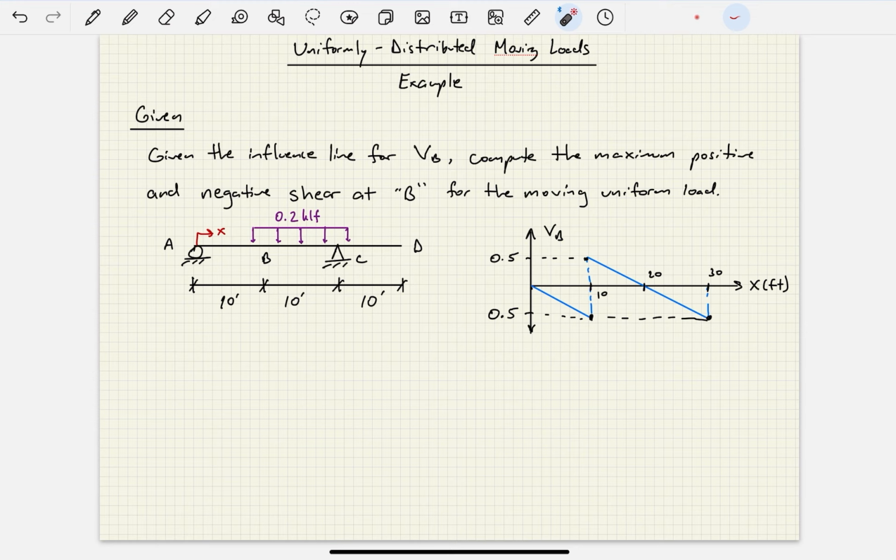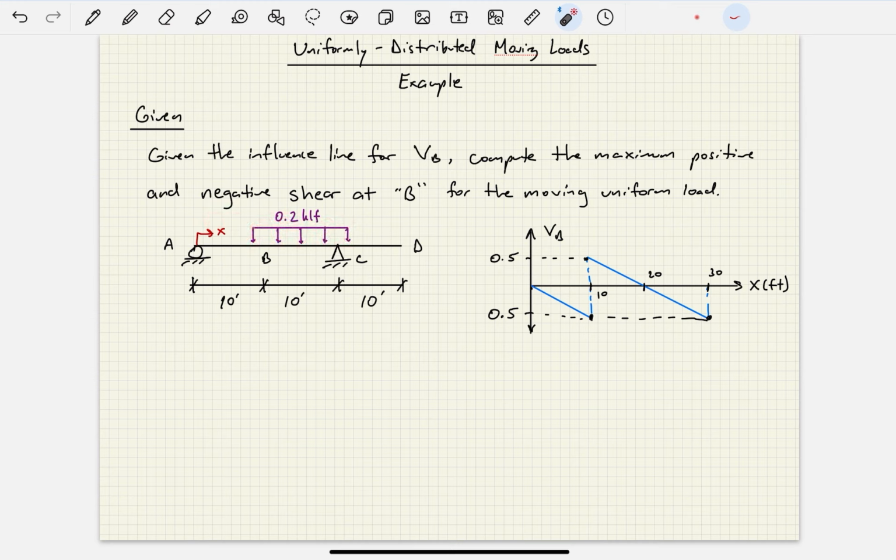And we see these dimension lines here. We have 10 feet from A to B, another 10 feet from B to C, and then another 10 feet from C to D. We have an origin back here pointing to the right as positive, and then we have this uniformly distributed load that's moving across this beam.